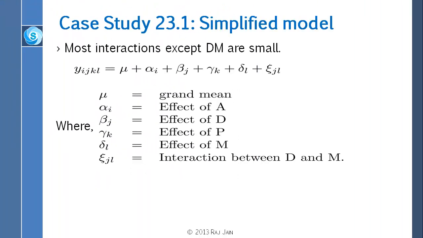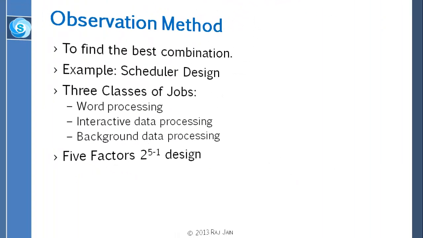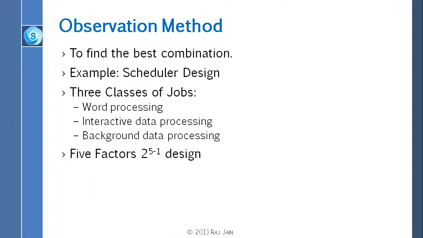So now we move on to simple methods which are not so statistical, and we will explain these methods by simple examples. The example that we are going to follow for the first method, which is called the observation method, is that we have a schedule. We are designing a scheduler, and we have three classes of jobs: word processing, interactive data processing, and background data processing. There are 5 factors that we have not listed in here.